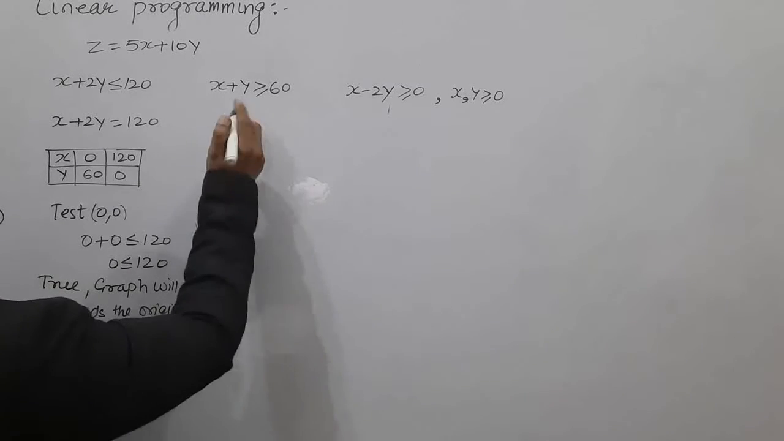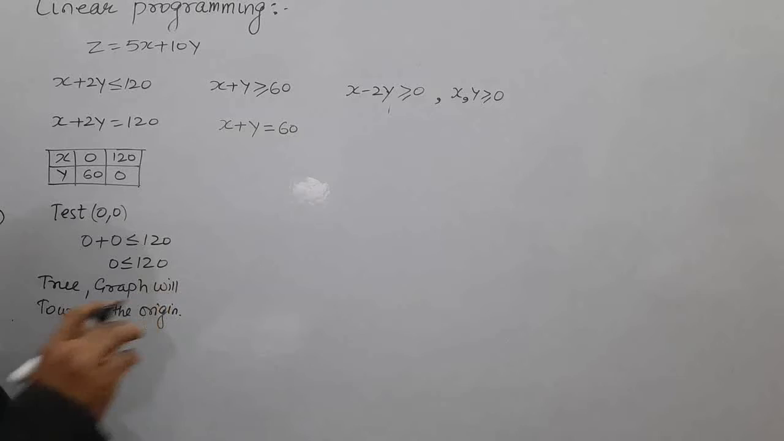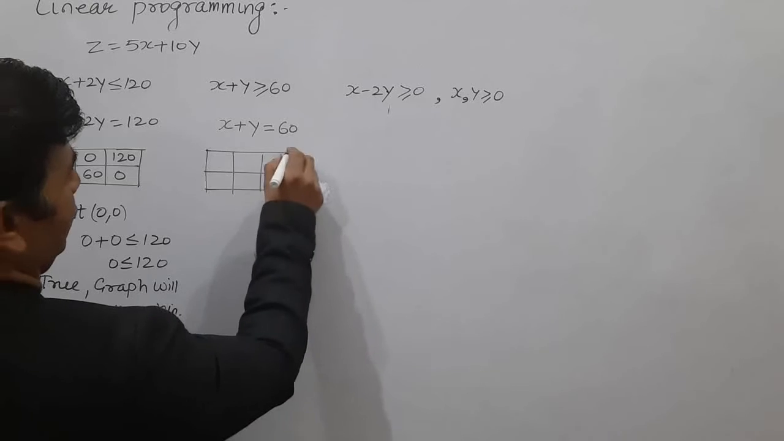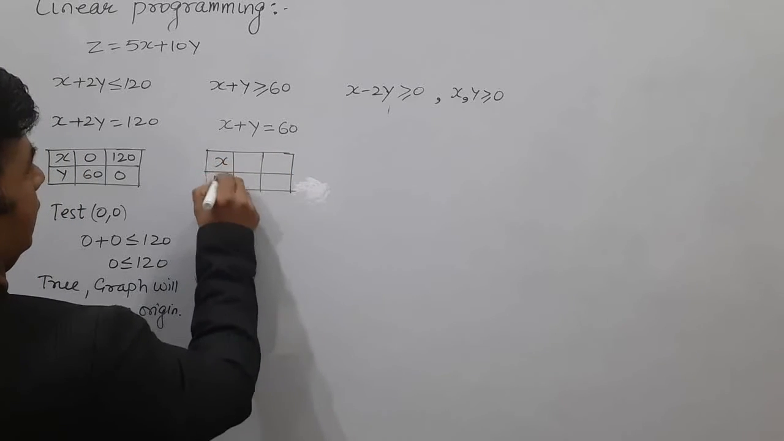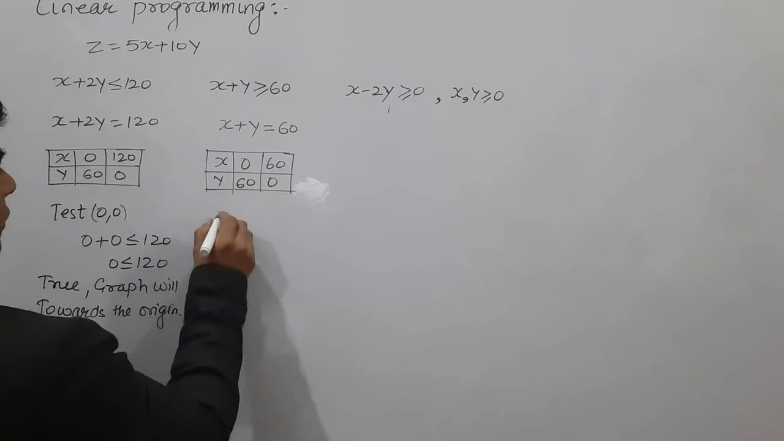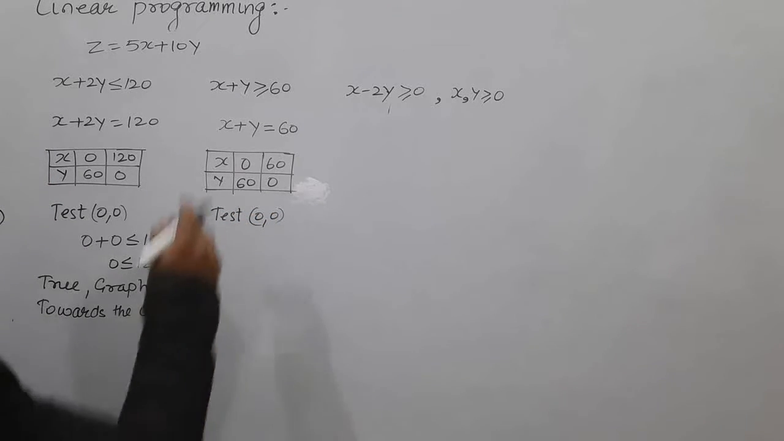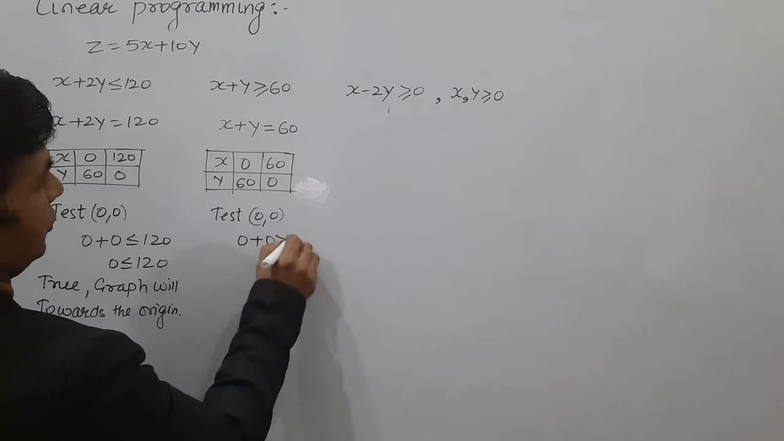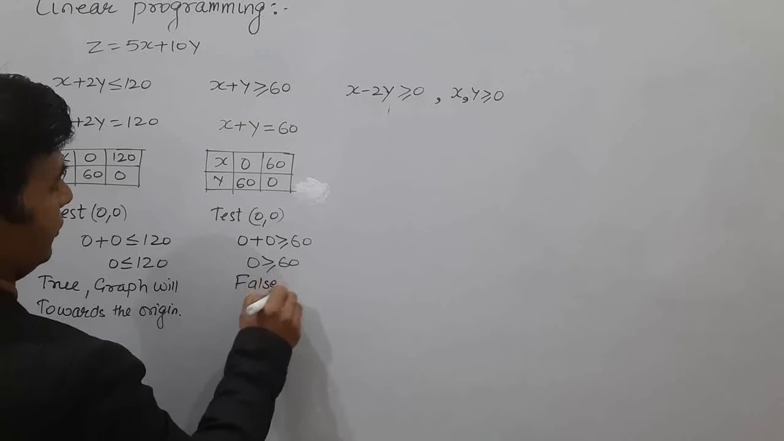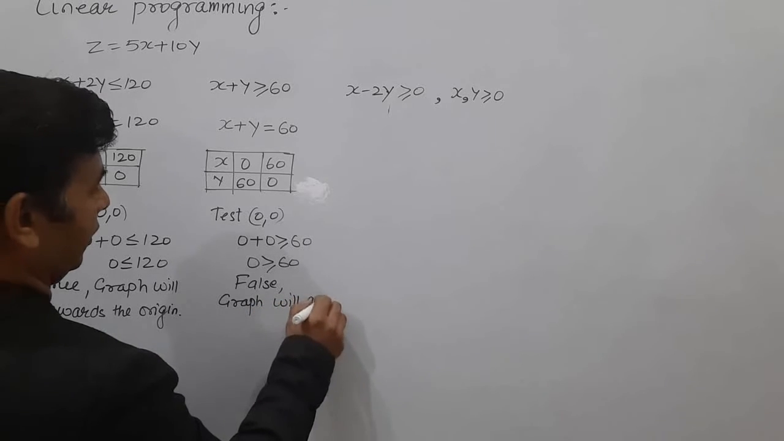Now the second inequality is to be solved in the same way. First of all, we will replace this inequality symbol by an equality symbol. We will take the points which are to be plotted on the graph paper. Whenever x is 0, y is 60, and when y is 0, x is 60. The third step is the test: we take the origin 0, 0, and 0 plus 0 is greater than or equal to 60, that is 0 is greater than or equal to 60, which is false, and false means the graph will be away from the origin.